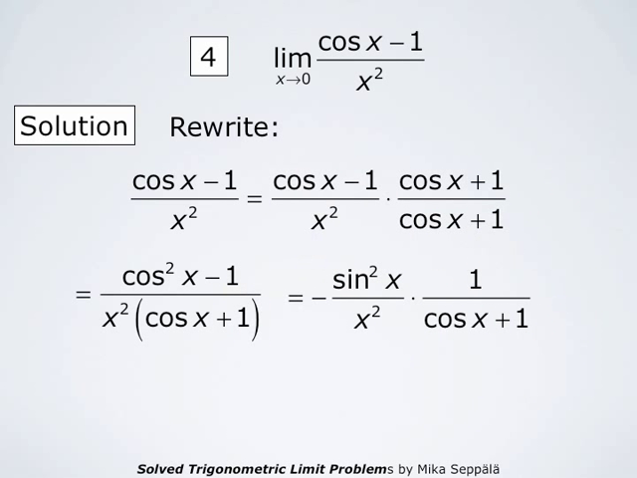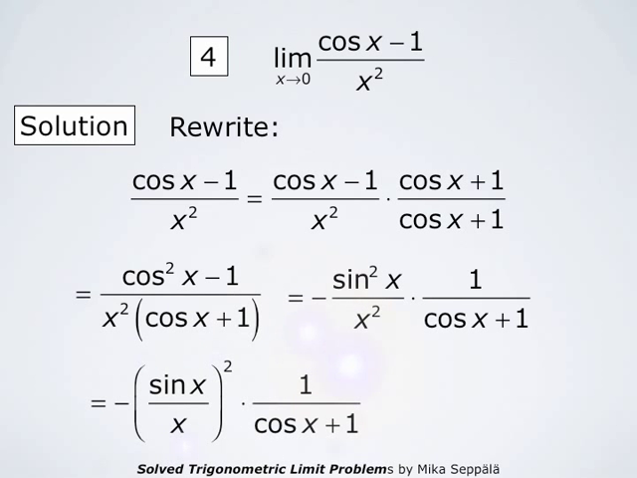And cosine squared of x minus 1 is minus sine squared of x. We use the property that sine squared plus cosine squared is 1. From that we get that cosine squared of x minus 1 is minus sine squared of x. So this becomes minus sine squared of x divided by x squared times 1 divided by cosine of x plus 1. But now this sine squared of x divided by x squared is of course sine of x divided by x, and that's squared. So we have now minus sine of x divided by x, and that's squared, times 1 divided by cosine of x plus 1.